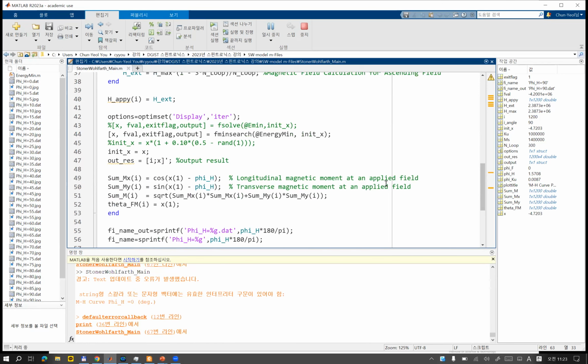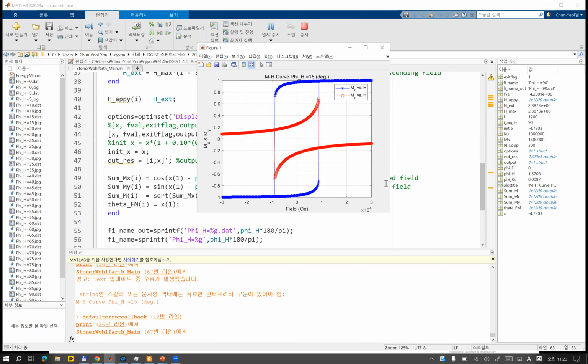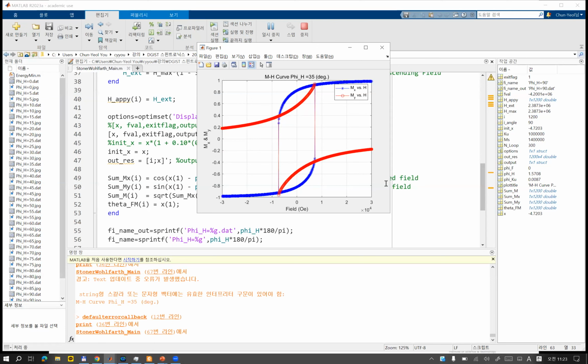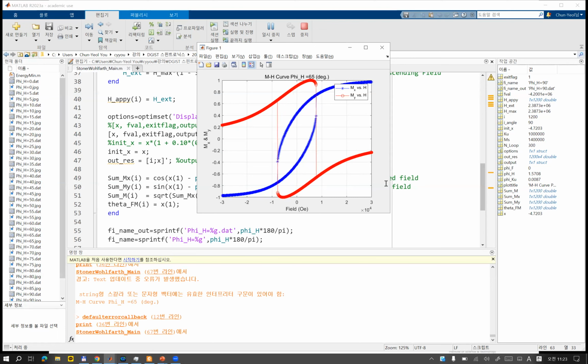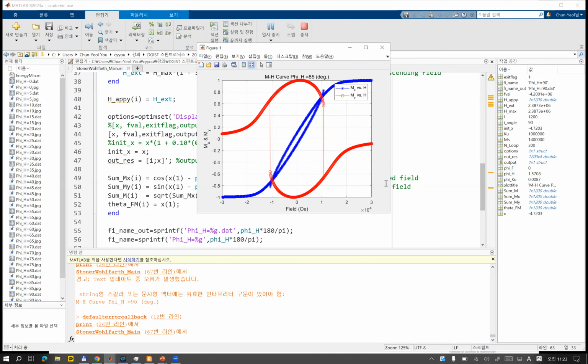So let me show the result. This is the real calculation. You can see the blue one, the switching field is getting smaller and smaller. And finally, they make a kind of line, the linear line.